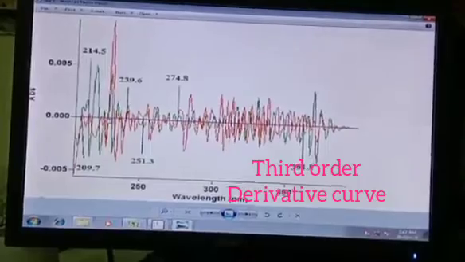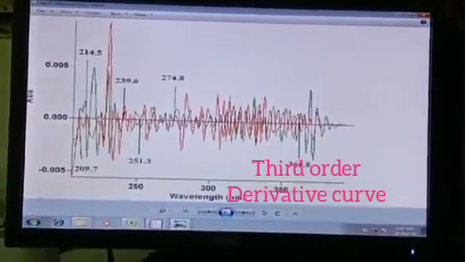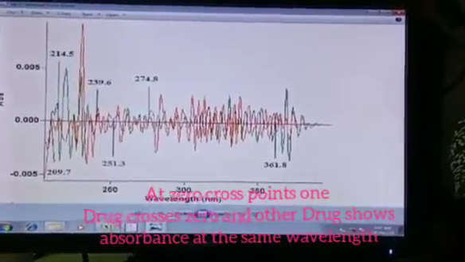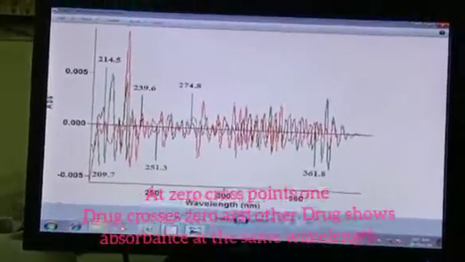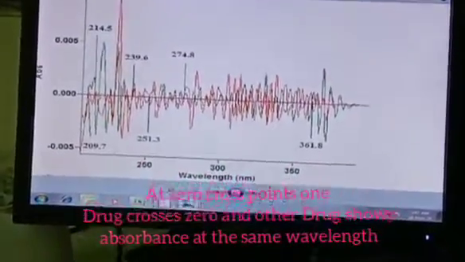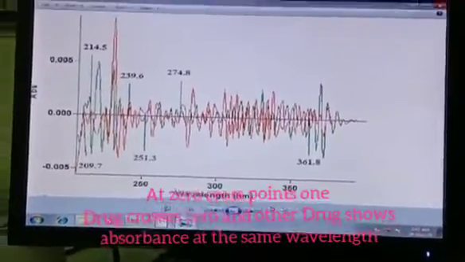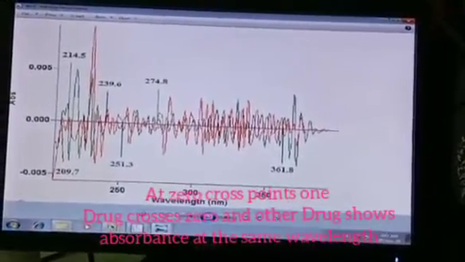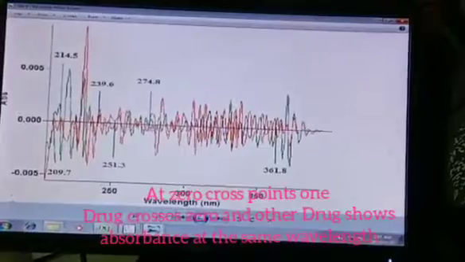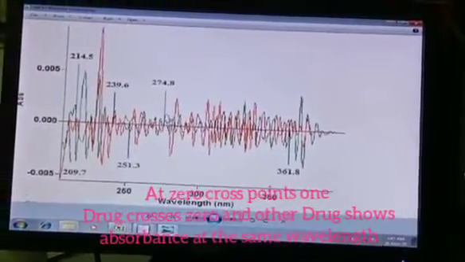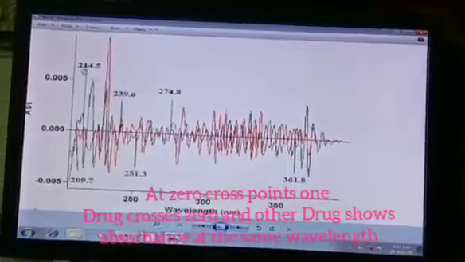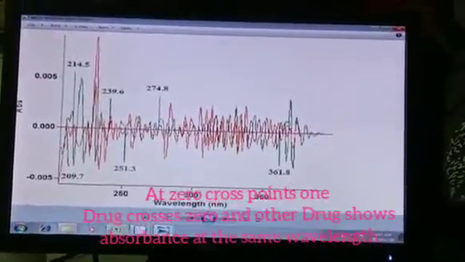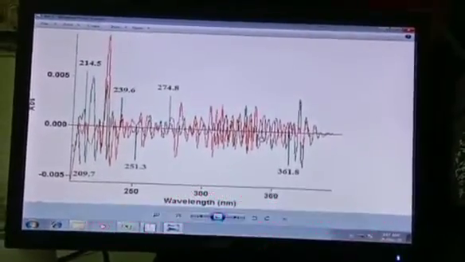Here you have to identify 3 points, that is 3 wavelengths, 3 or more, but 3 is the minimum number of wavelengths that you have to identify for each drug. So 0 cross points for metoprolol are those points where metoprolol crosses 0 and ramipril shows some absorbance at that point, and 0 cross points for ramipril are those points where ramipril crosses 0. So see here, ramipril crosses 0 and metoprolol shows some absorbance. So at all these points, one drug crosses 0 and the other drug shows some absorbance at that same wavelength. These are called the 0 cross points.